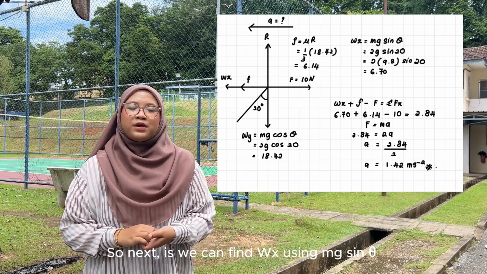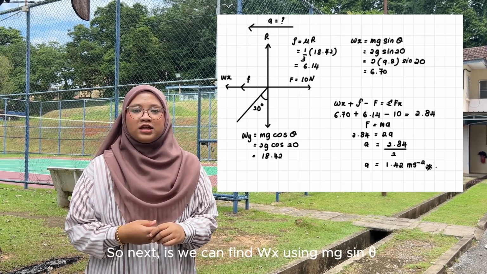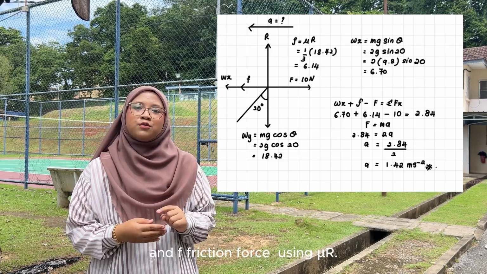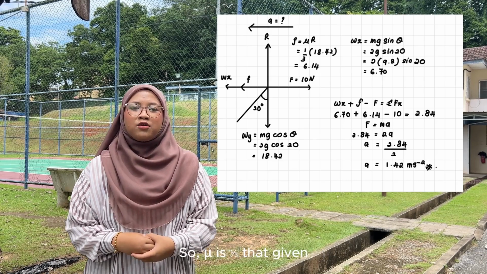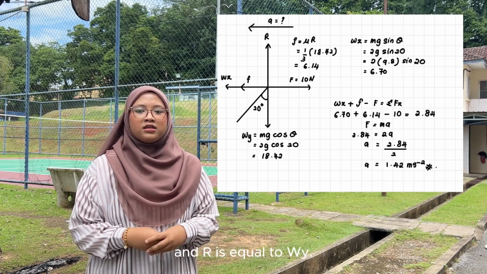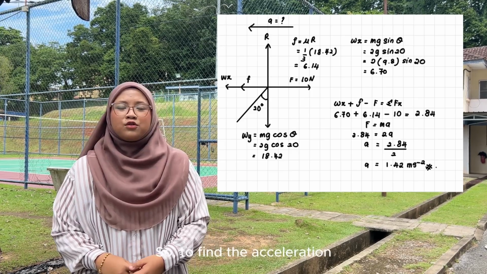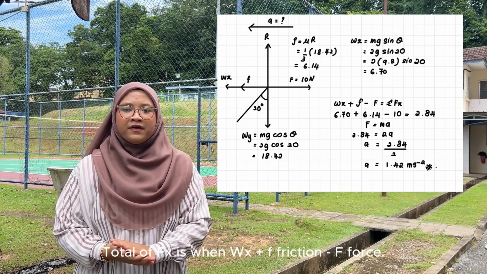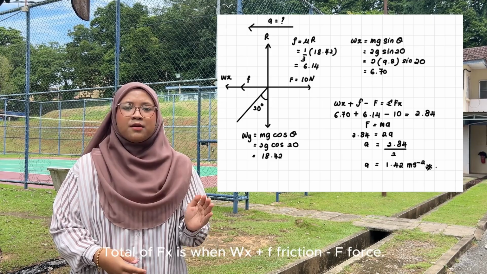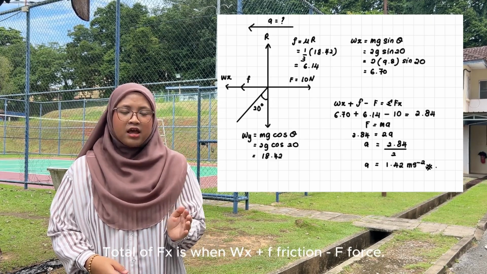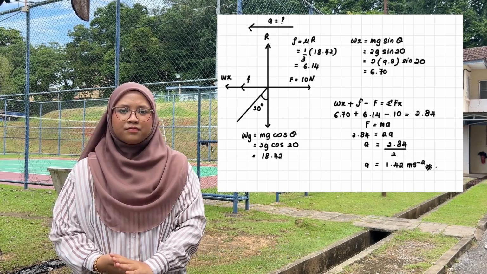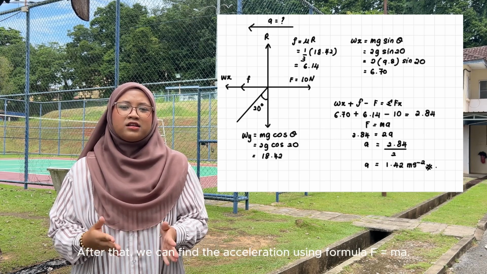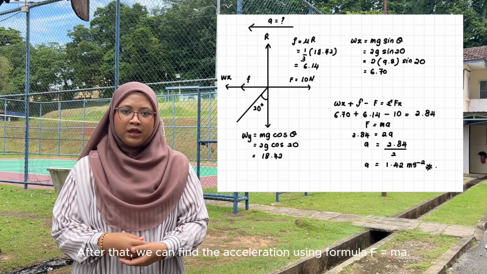Next, we can find Wx using mg sin theta, and the friction force using F equals mu R. Mu is 1/3, as given, and R is equal to Wy. To find the acceleration, we have to find the total of Fx. The total of Fx is Wx plus friction force minus the applied force. Then we can get the total F. After that, we can find the acceleration using the formula F equals ma.